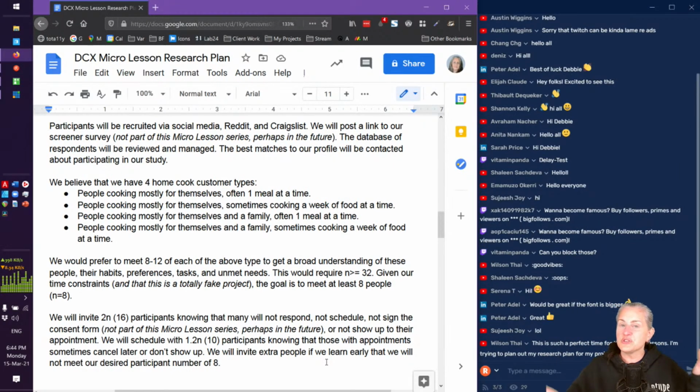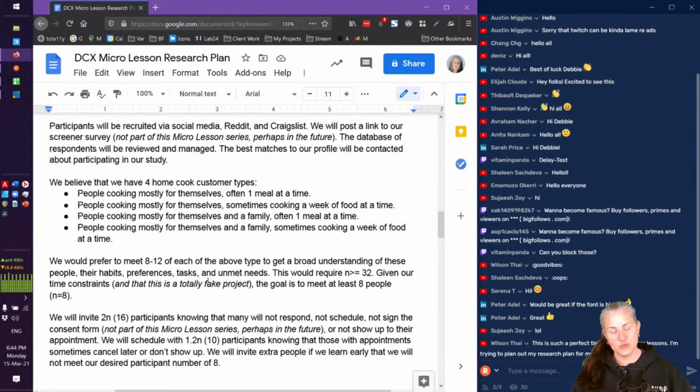So I'm pretending that those are different customer types that we've identified, but we'll see what our research shows. People cooking mostly for themselves and a family, often one meal at a time. People cooking mostly for themselves and a family, sometimes cooking a week of food at a time. So again, we might find from our research that all of these people acted similarly, had similar tasks, needed the same thing. Therefore, we don't necessarily have 4 personas. We'll see. I'm going to just go through this genuinely and see what we have.